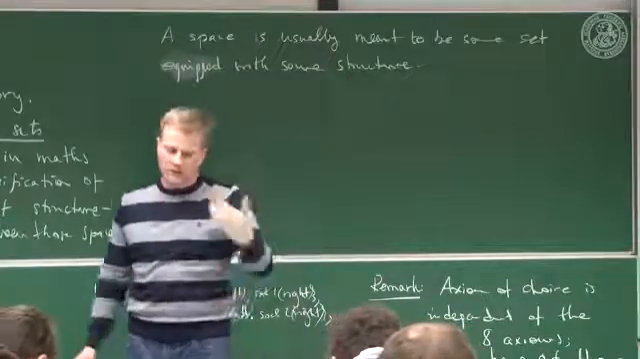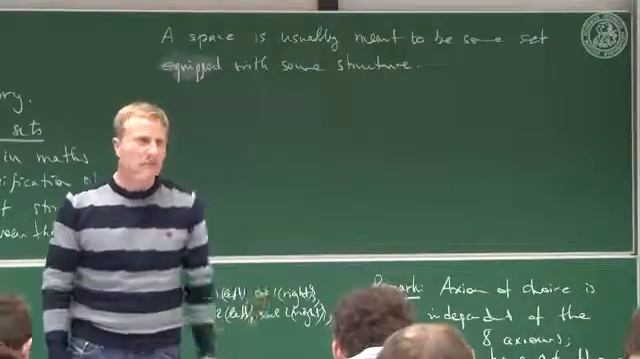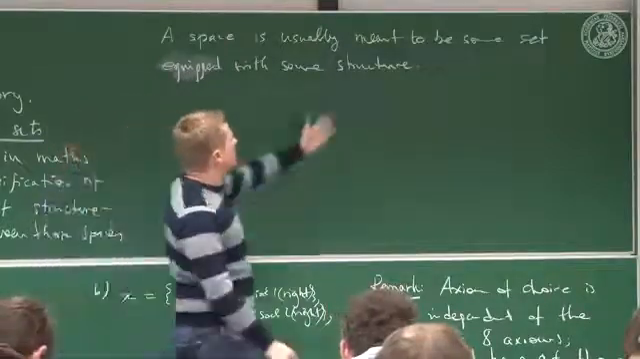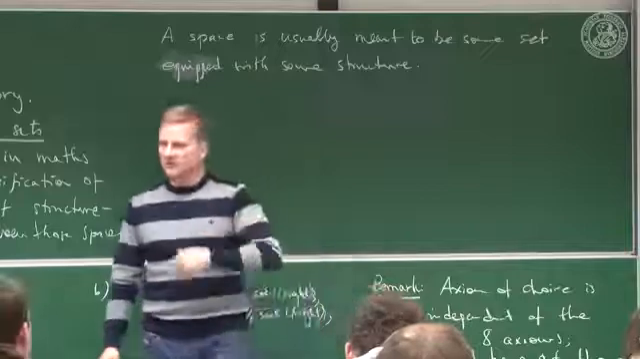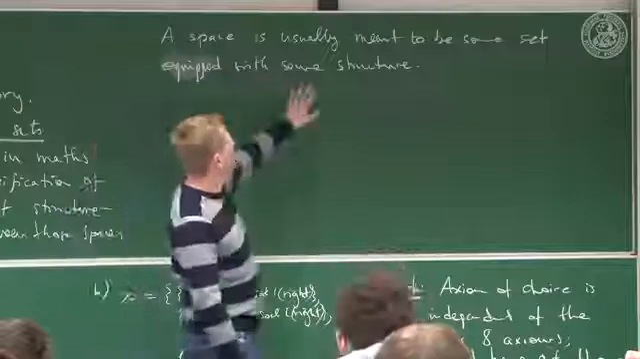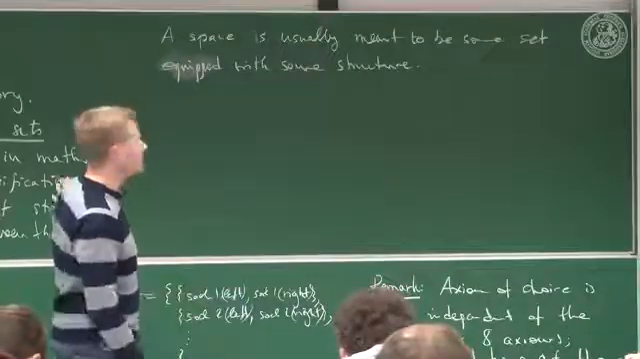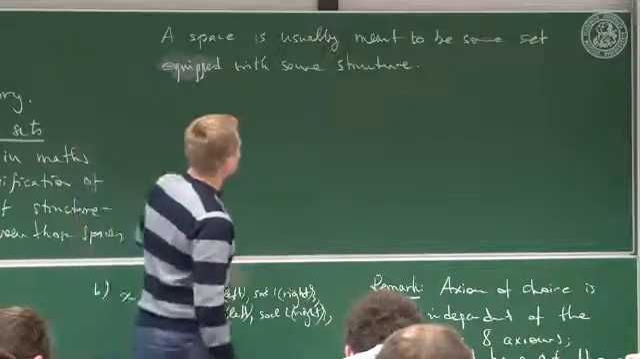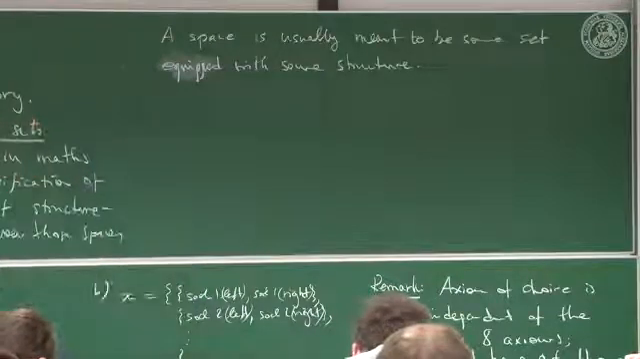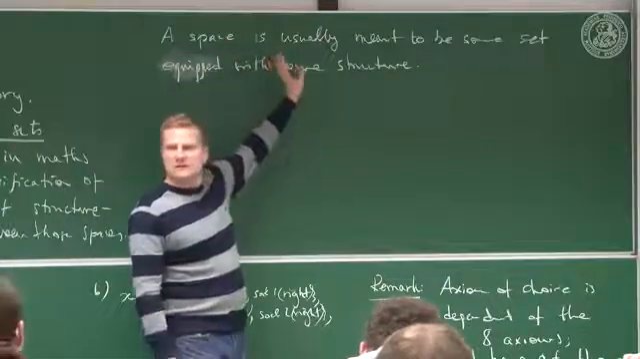So it will be topology as the next step, then it will be a differentiable structure, and so on. But it could also be other structures like a group structure. So you give an operation on a set, and so you add structure like this. And every time this principle applies, a space is usually meant to be some set equipped with some structure. And now you want to classify such a space.